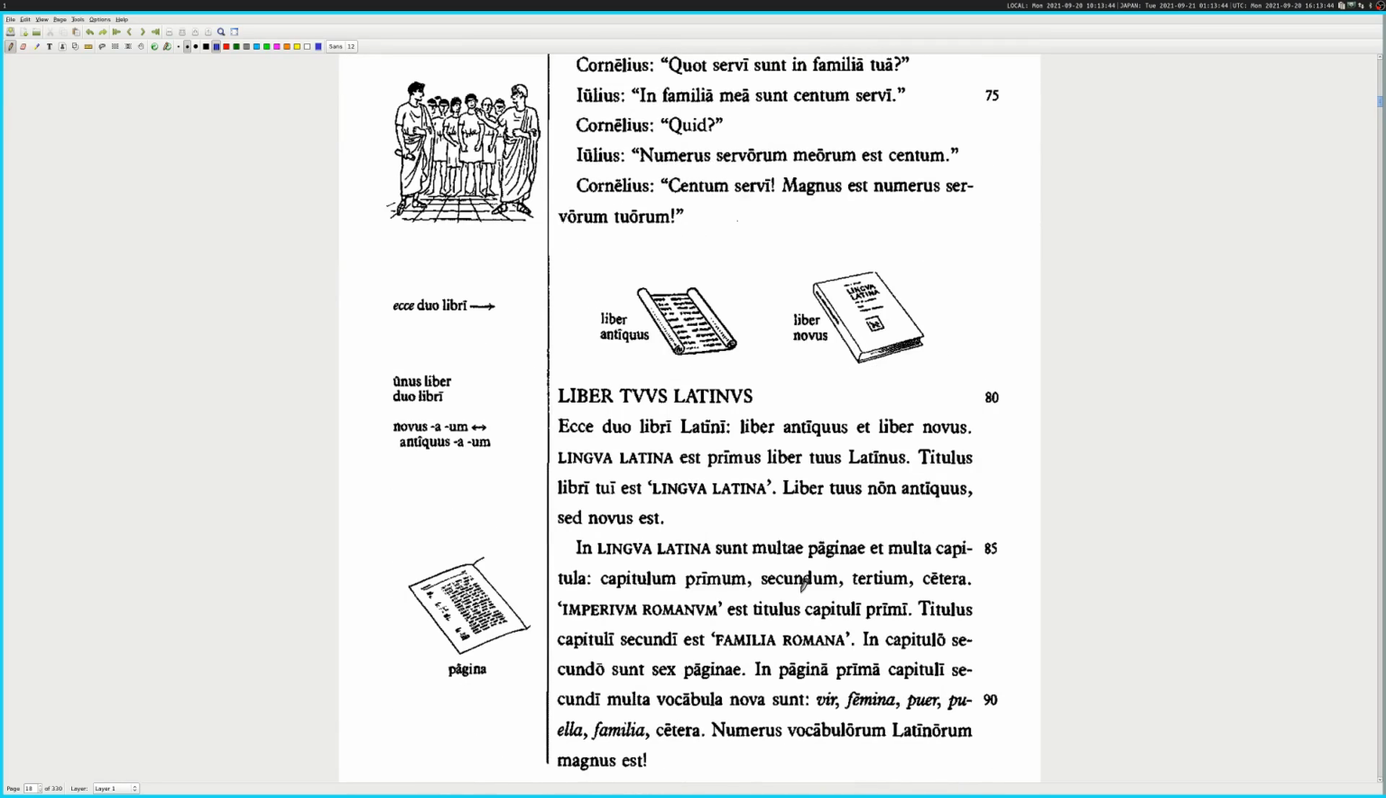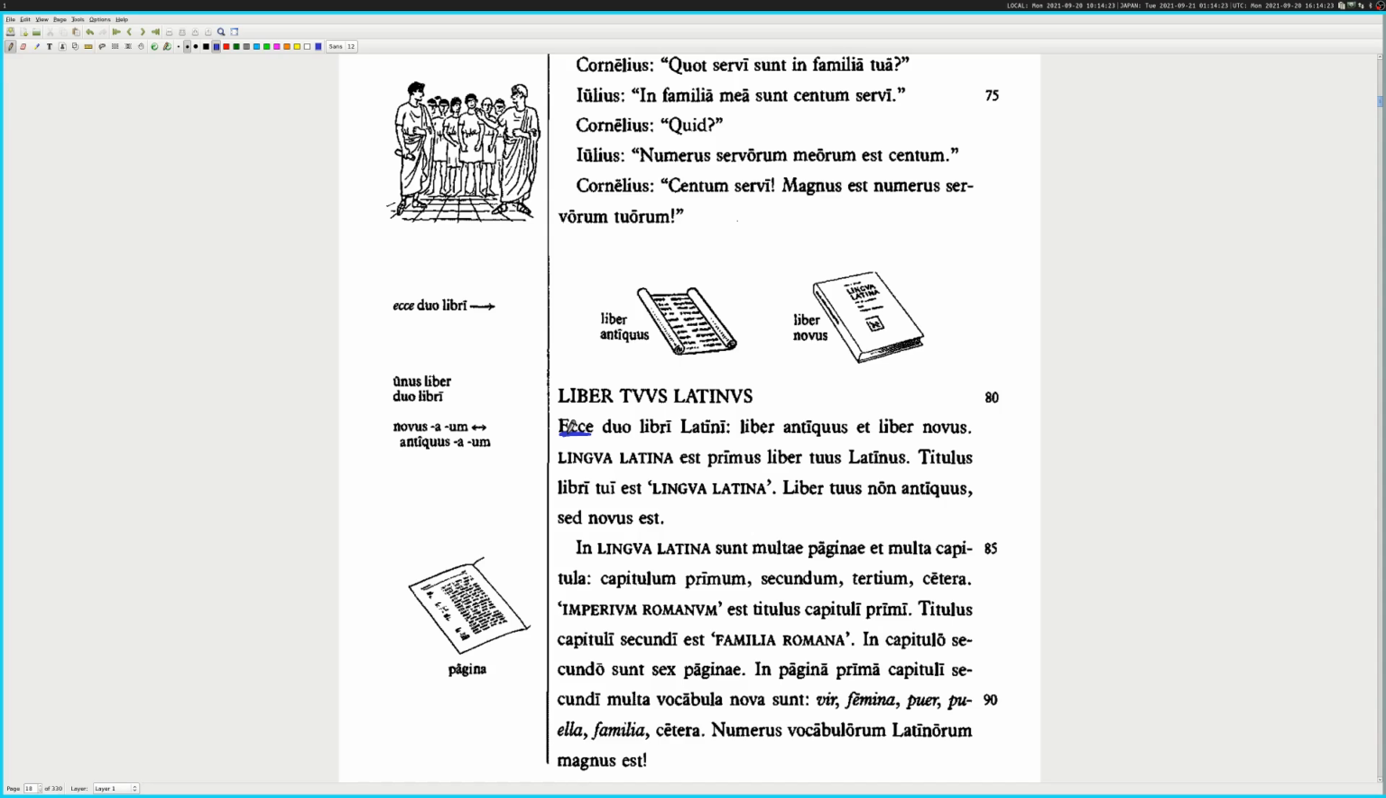Okay. What is liber tuus? Oh, it means your book, your Latin books. Okay. Ecce, I don't know what ecce means. There are two Latin books. Maybe this is enumerating the types. There is an old Latin book and a new Latin book. Lingua Latina is a new book of mine in Latin.